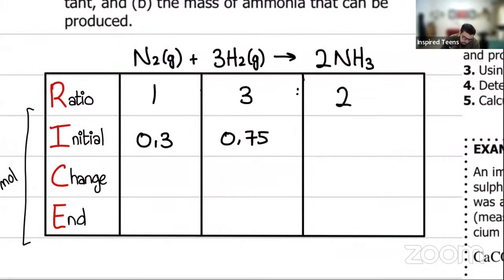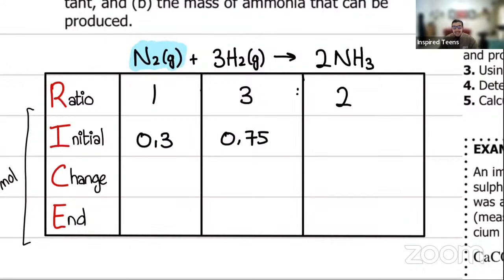So what you want to do is assume that one of them is the limiting reagent. You start off with the first one, and maybe as you go along, you'll get better at assuming which one is the limiting reagent. Okay, so we're going to assume that nitrogen gas is the limiting reagent. That's what we're going to do right now.